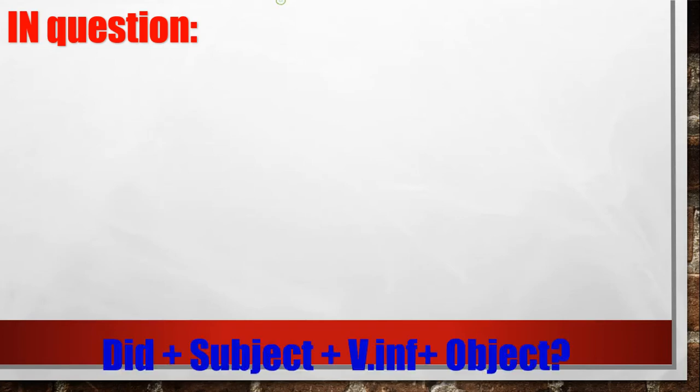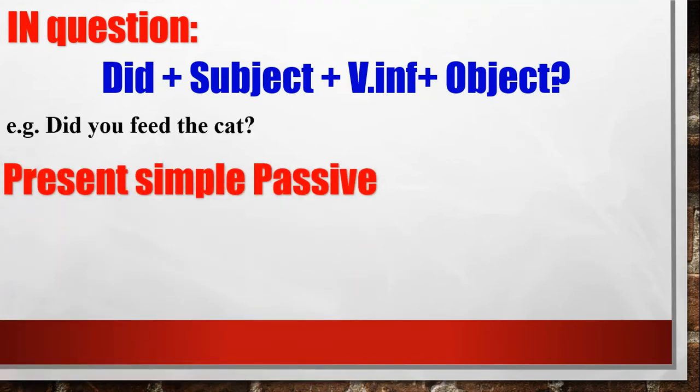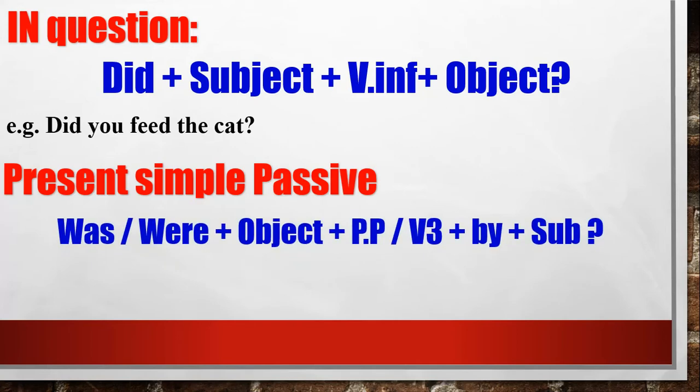If I want to change the sentence in the question to the passive, and this question is in the past. Okay, the question in the past simple starts with did plus subject plus verb infinitive and the object. For example, did you feed the cat? How can I change this sentence to the past simple passive? Okay, to change this sentence to the past simple passive, I start the sentence by using was or were plus the object and the past participle form of the verb. At the end of the sentence, we use by plus the subject, the agent.